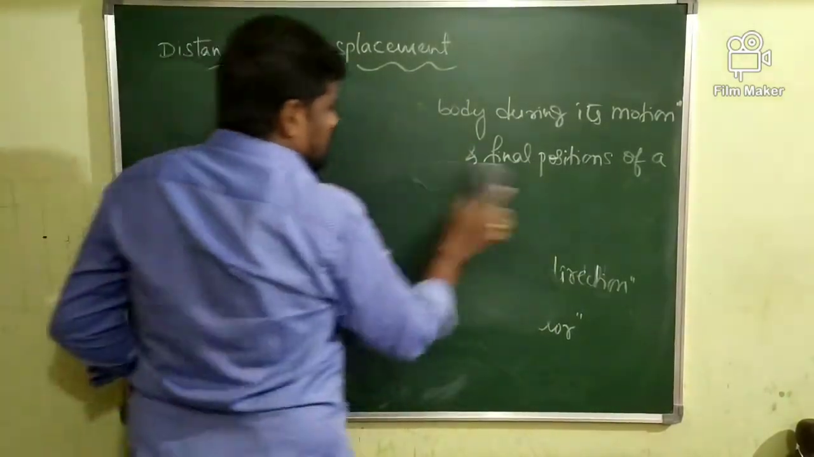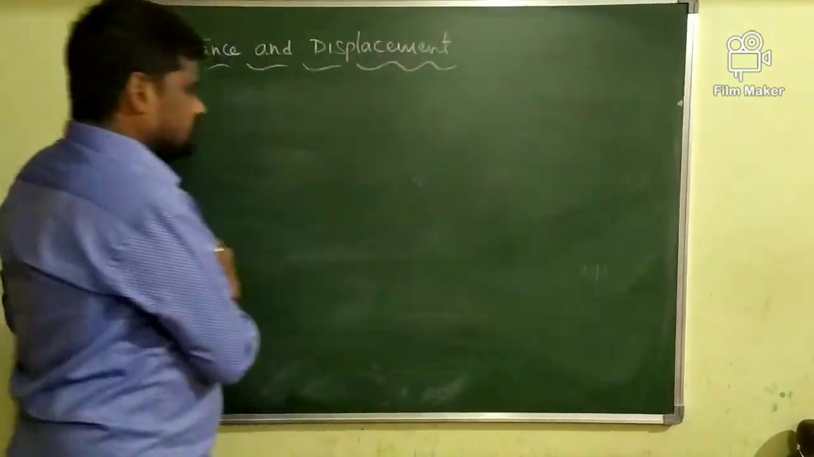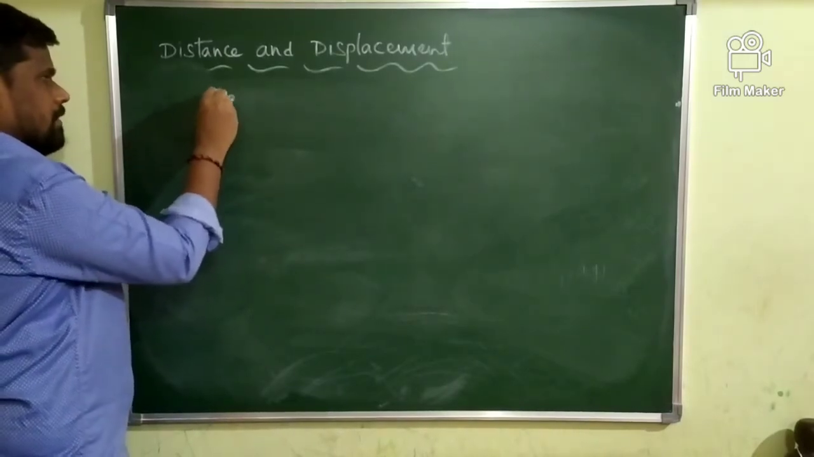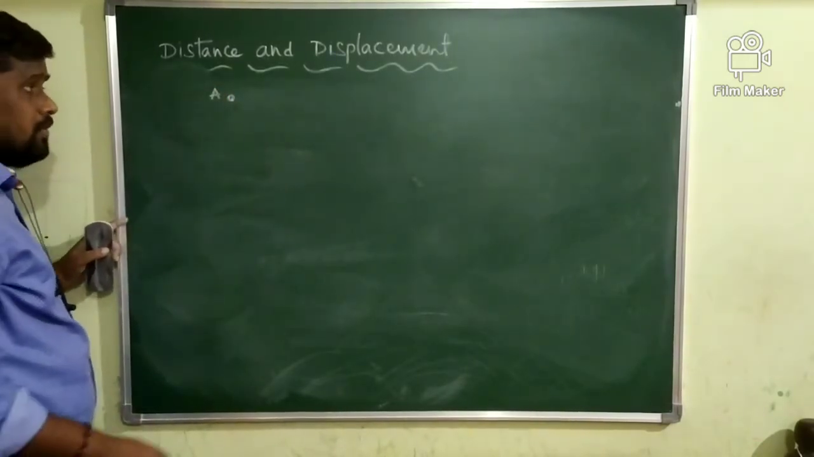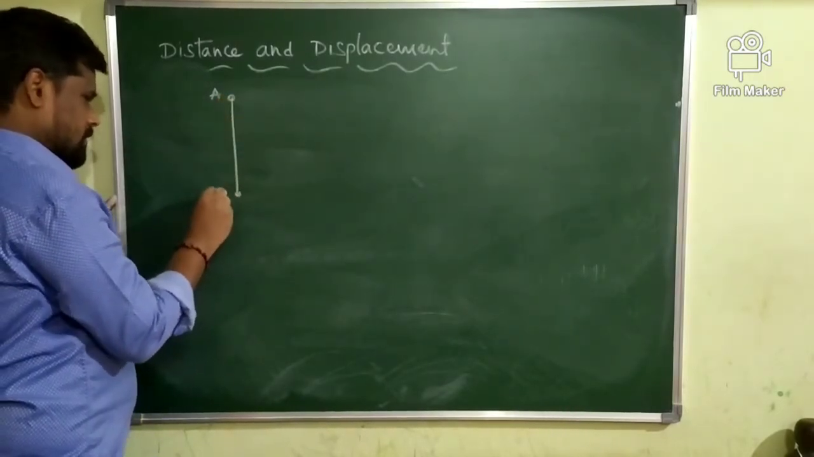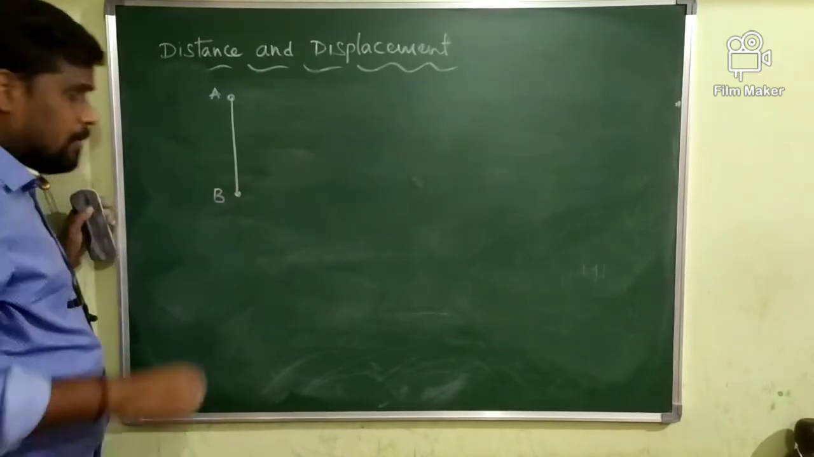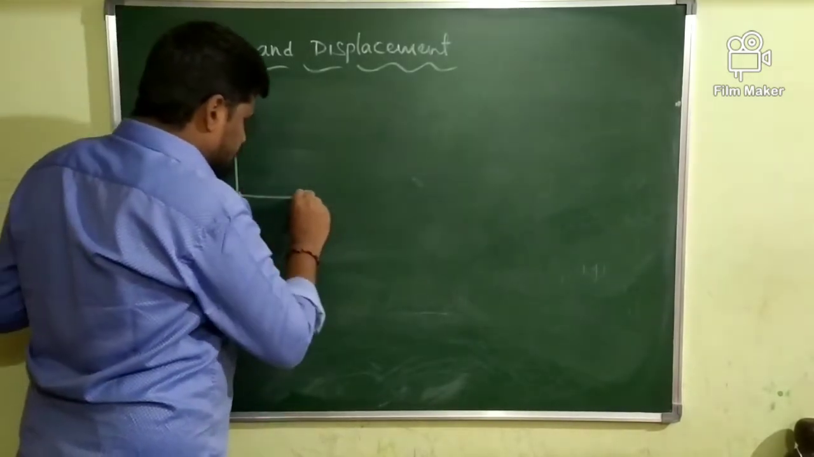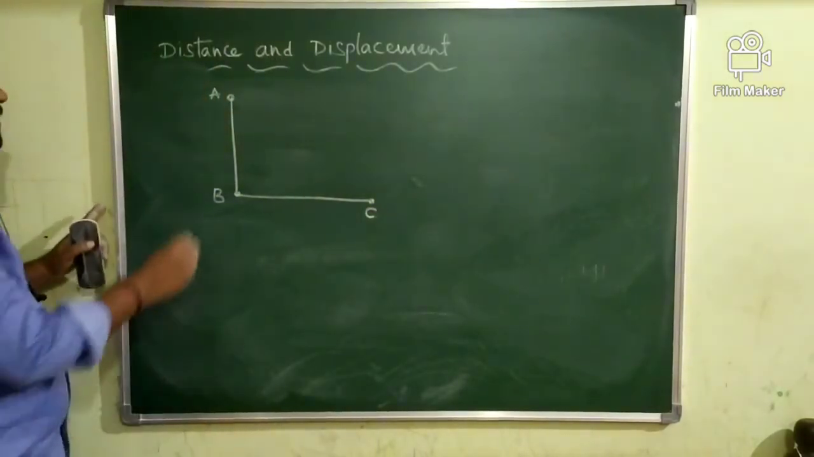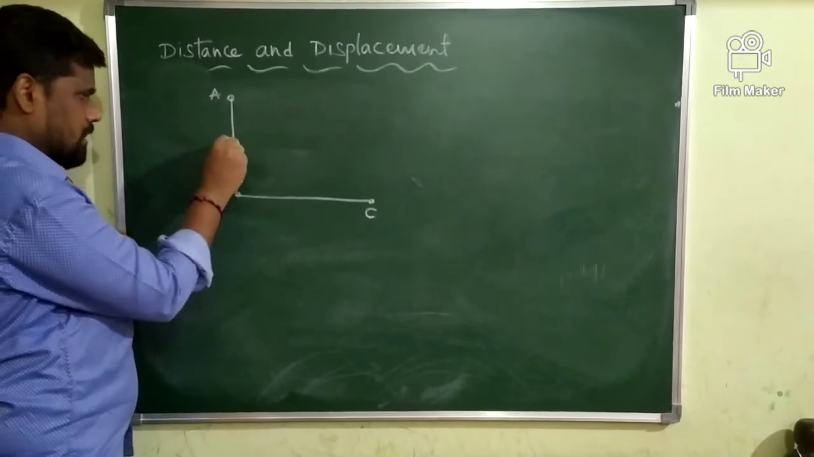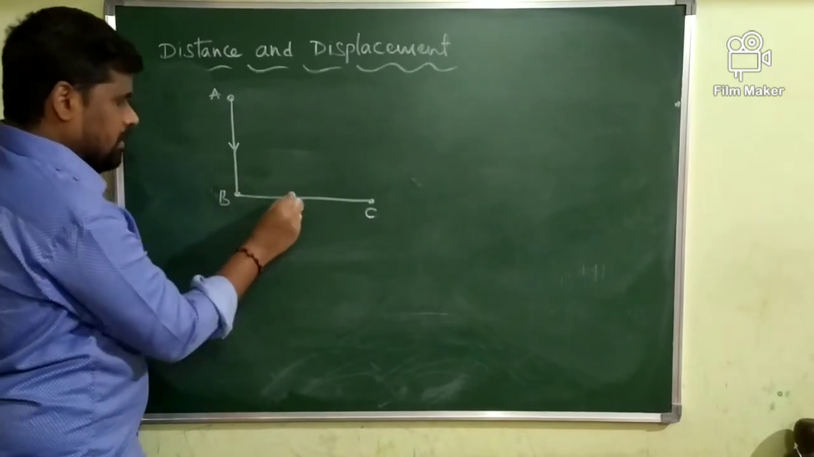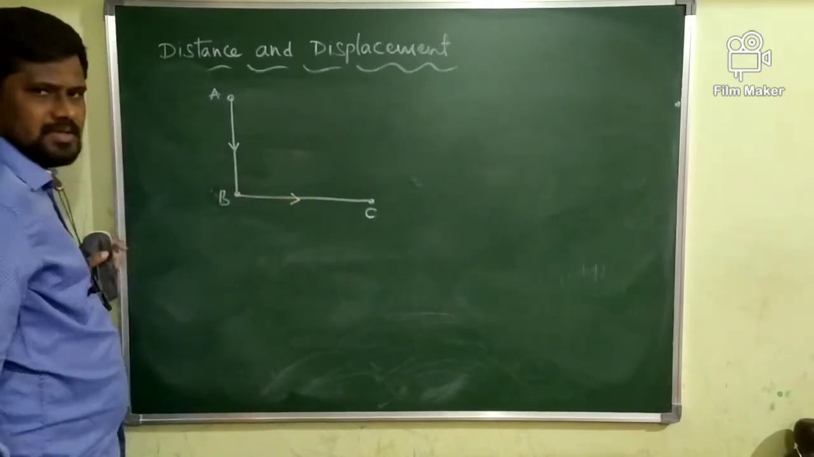Let me take one simple example. Body starts its journey from point A. It reaches point B. From point B, it moves along this direction and reaches point C. Concentrate here. Body starts its journey from A, then it reaches point B. From B, it will reach the point C.